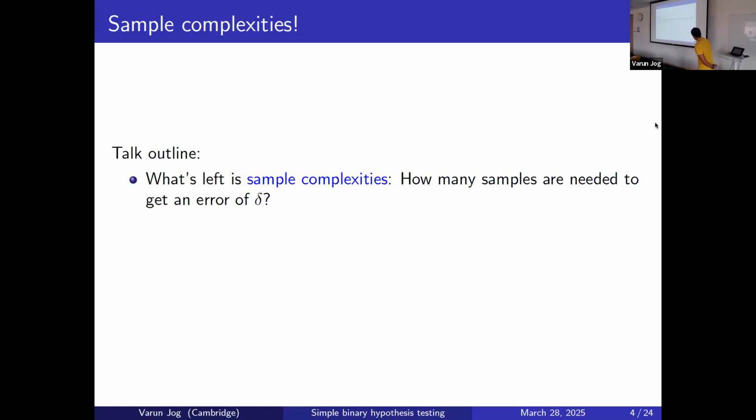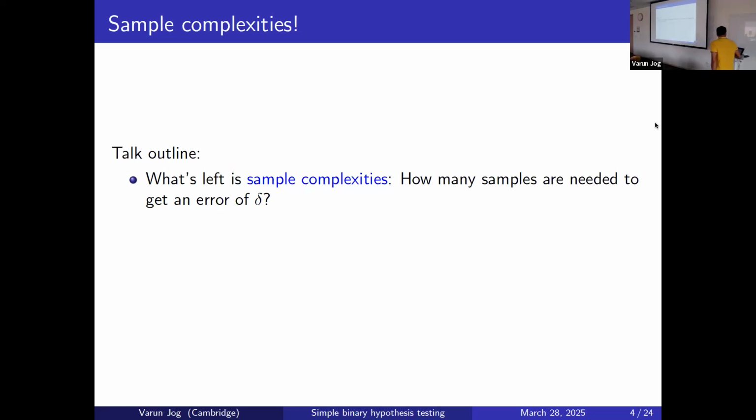When you say you know P and Q, you know the densities? Let's just say it's a discrete setting, so some finite support size. Yeah, you know them exactly. You know P of i and Q of i for every i. Yeah. Any other questions?